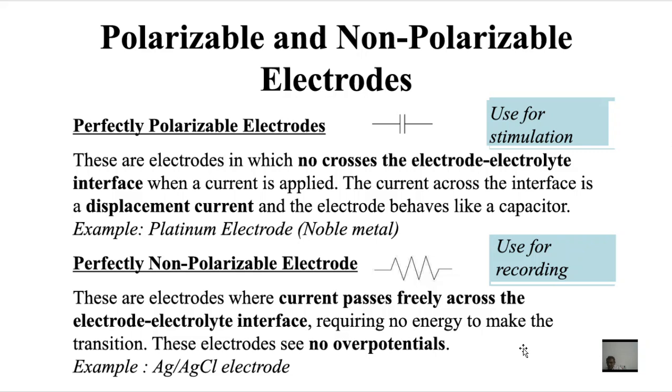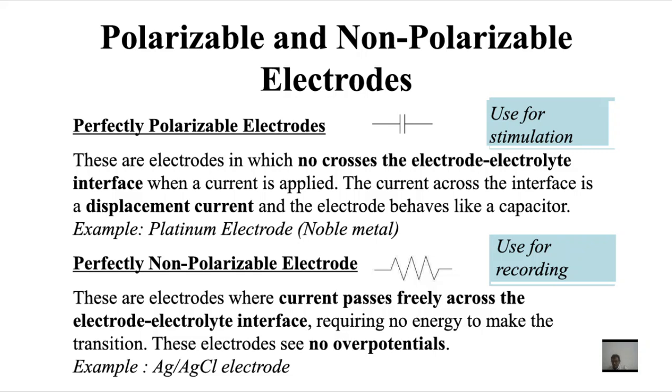So for biosignal measurement, for biosignal recording, we are using the perfectly non-polarizable electrode. An example for the perfectly non-polarizable electrode is the AgCl electrode, silver chloride electrode. And the example for the perfectly polarized electrode is the platinum electrode.